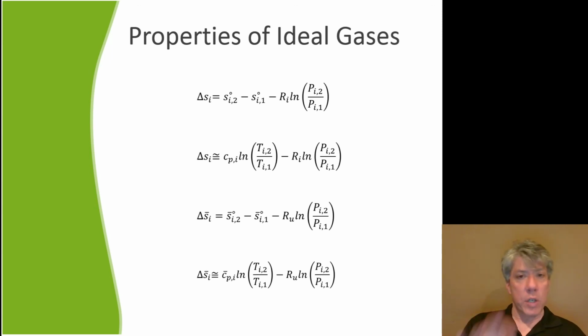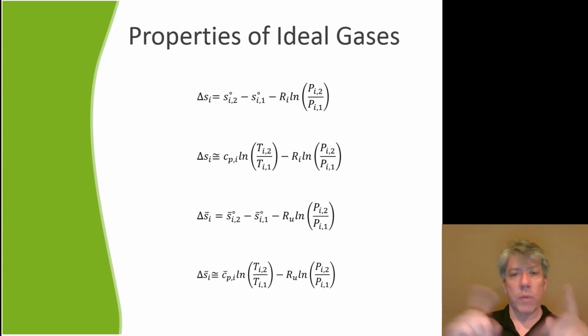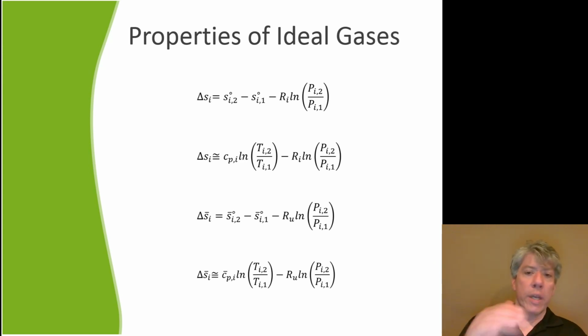Remember, we're talking about a change in entropy between two states, state 1 and state 2. And this is the change in entropy for just the ith species. So we can calculate it with the first equation, or we can use an approximate equation, the second one, that involves heat capacity and the temperatures in the two states. Or we could talk about both of these on a per unit mole basis instead of a per unit mass. So the first two equations are per unit mass, and the second two equations are per unit mole.